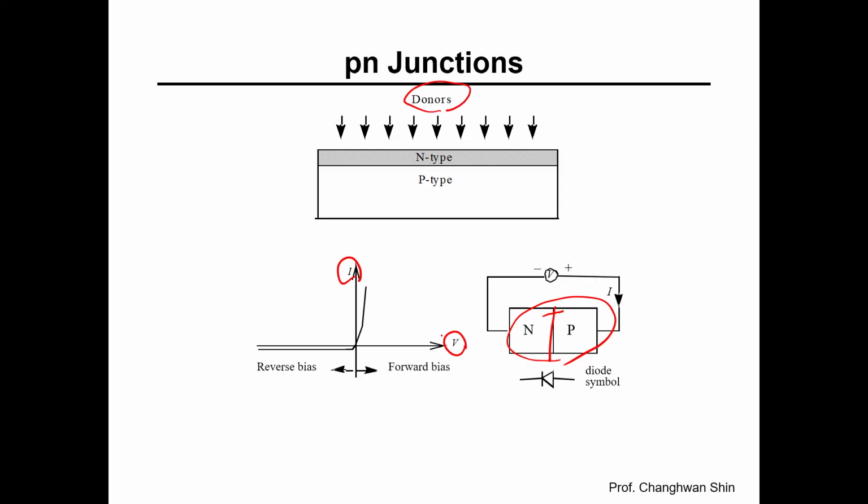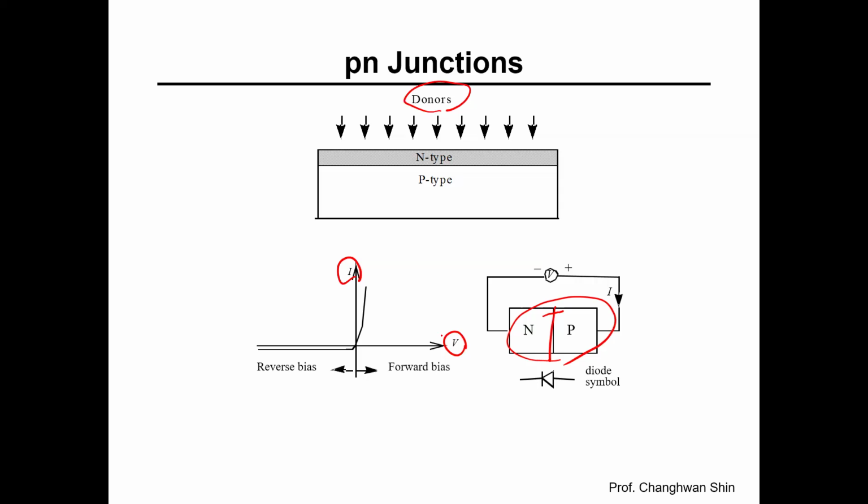When we apply a forward bias, positive voltage to the P side and negative bias to the N side, the current across the PN junction diode flows relatively easily after overcoming the built-in potential. However, when we apply a reverse bias, almost no current, not really zero, but almost no current flows except for a very small leakage current.